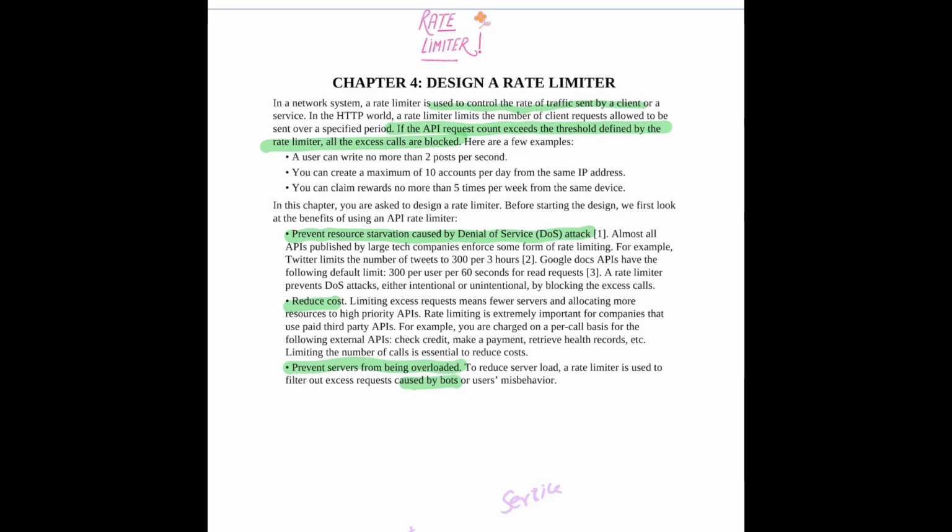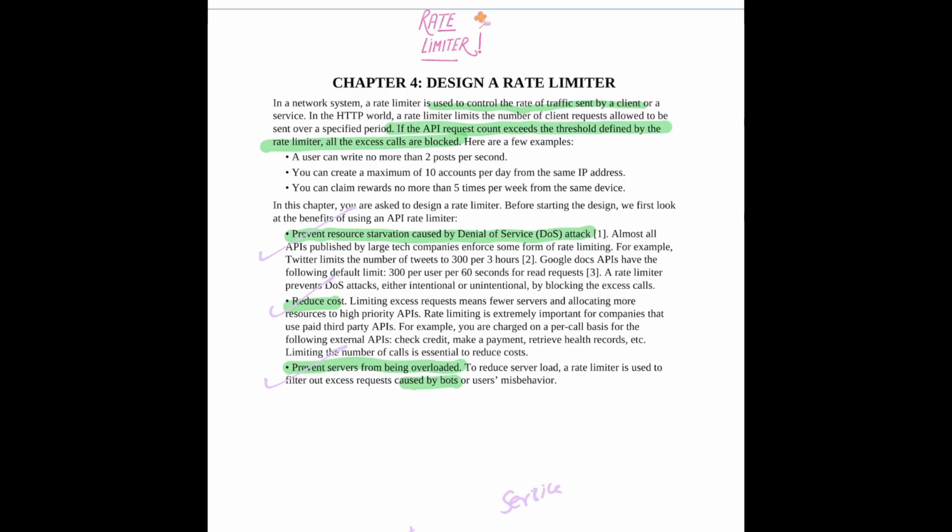The second is reduce cost. When you limit the excess requests, it means you are now using fewer servers, so you are saving on the servers, right? By controlling the number of requests, this helps to reduce the cost. This prevents your server from getting overloaded.